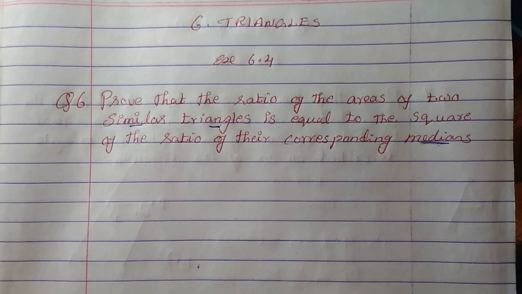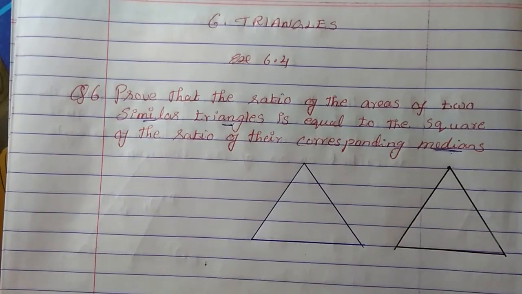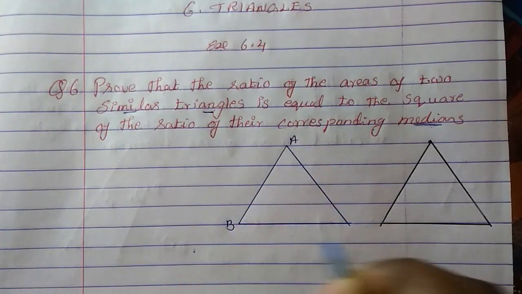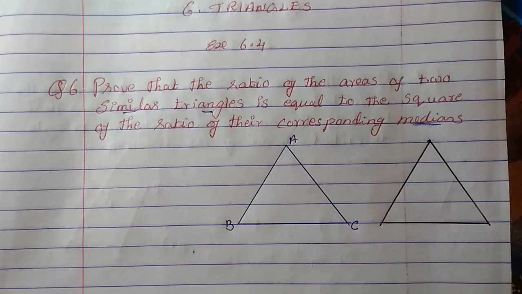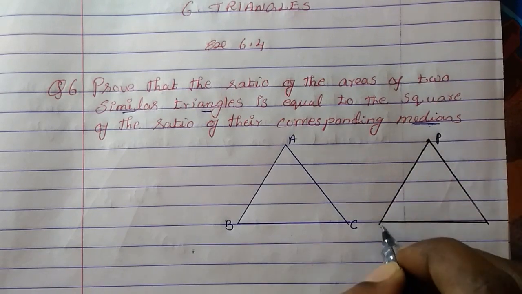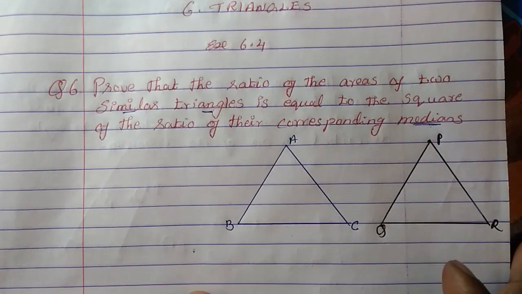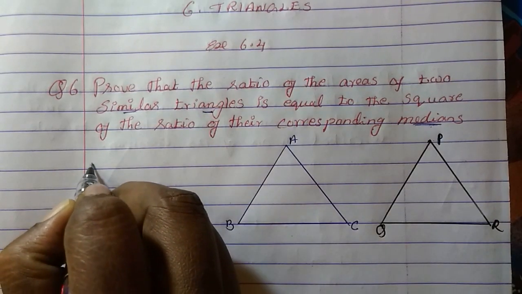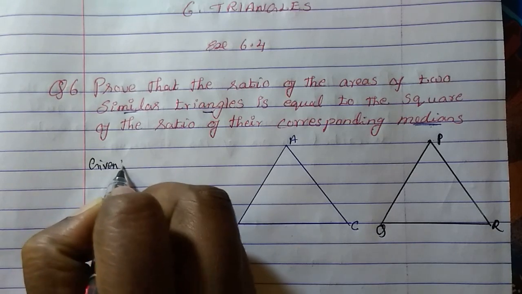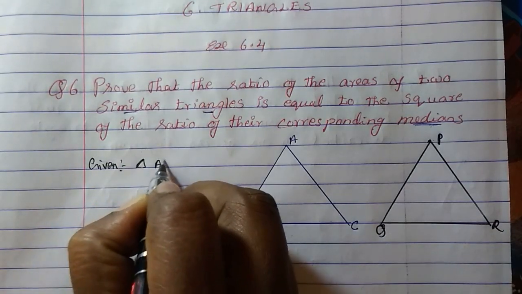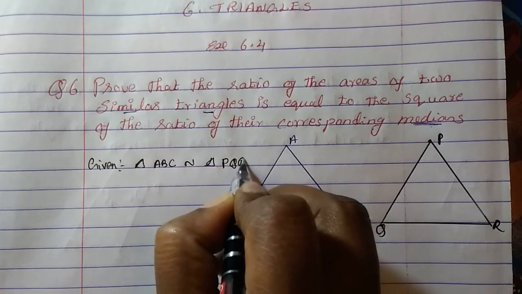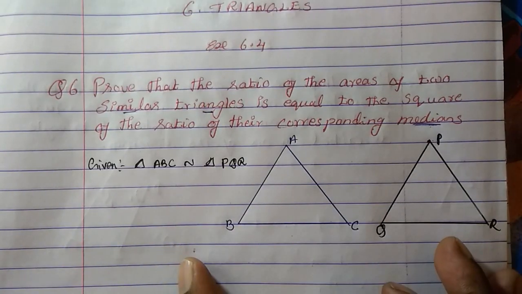First, let us draw two similar triangles. So we have two triangles. Let's name them A, B, C, and P, Q, R. So those two are the similar triangles. So let's write down here the given. What is given to us? Triangle ABC is similar to triangle PQR. So that is given to us.